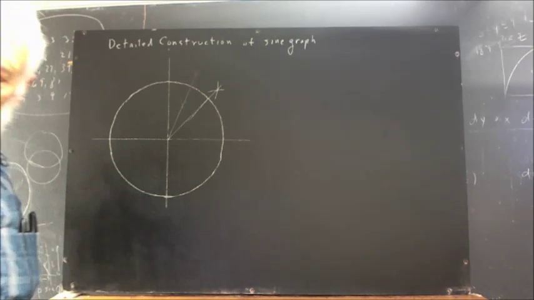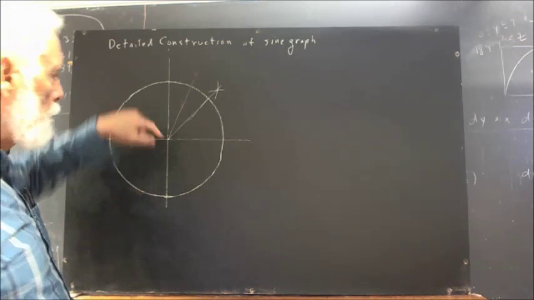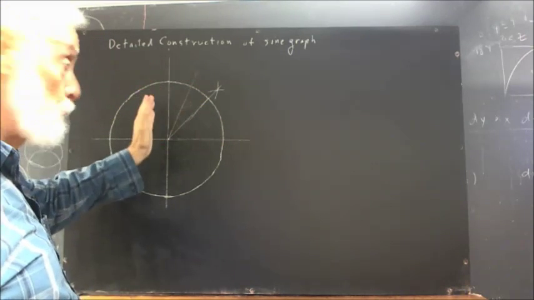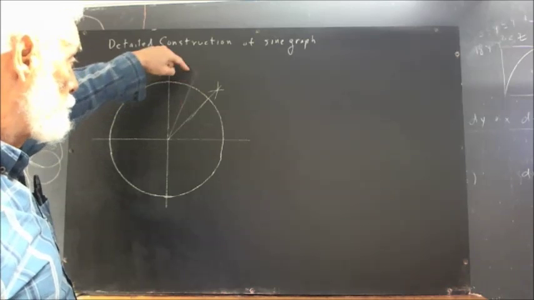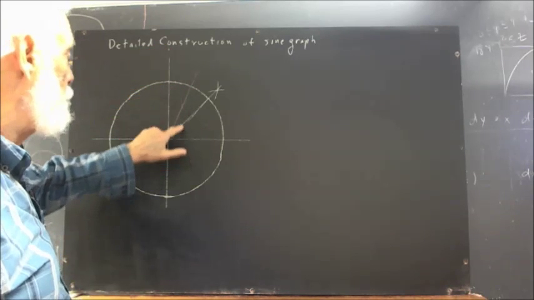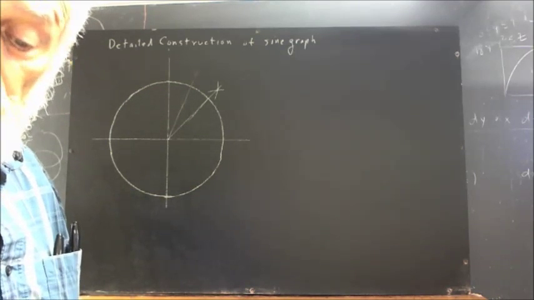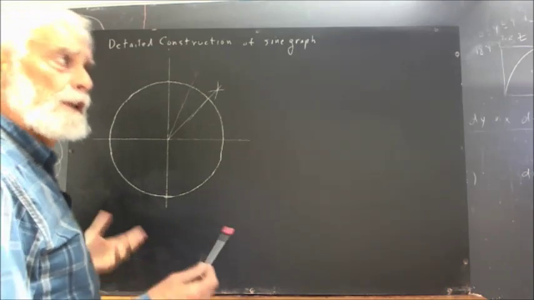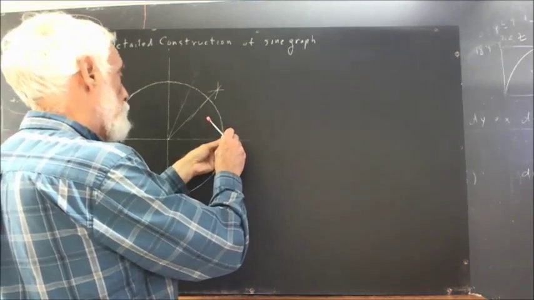Going through a detailed construction of the sine graph. I've already bisected the right angle between the positive x and y axes, and I've in fact constructed the bisector of this angle here. The construction isn't completely accurate due to the fact that I don't have the most accurate possible instruments, but I'm going to demonstrate the process.